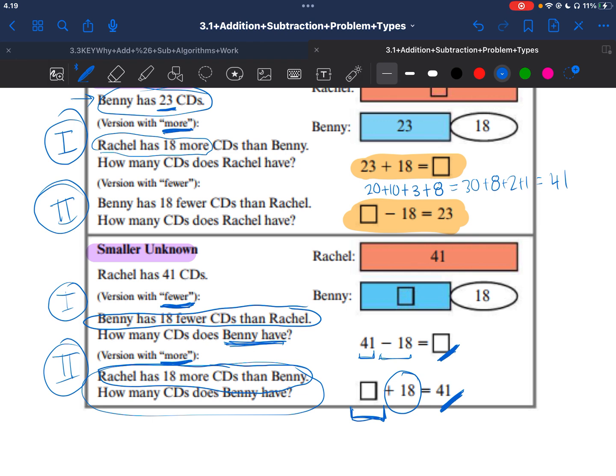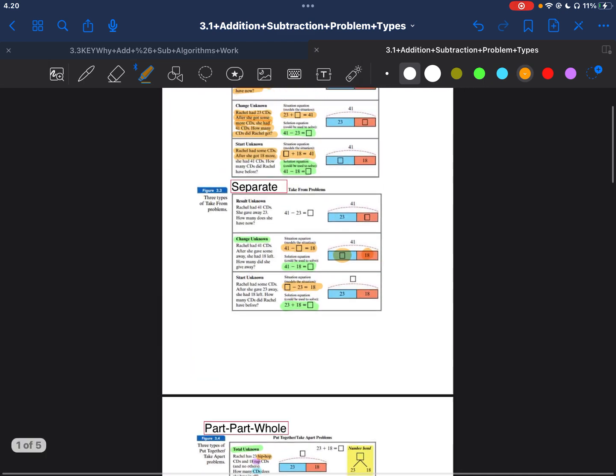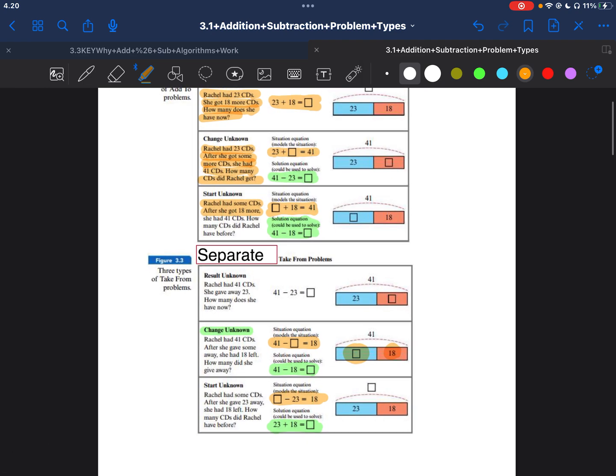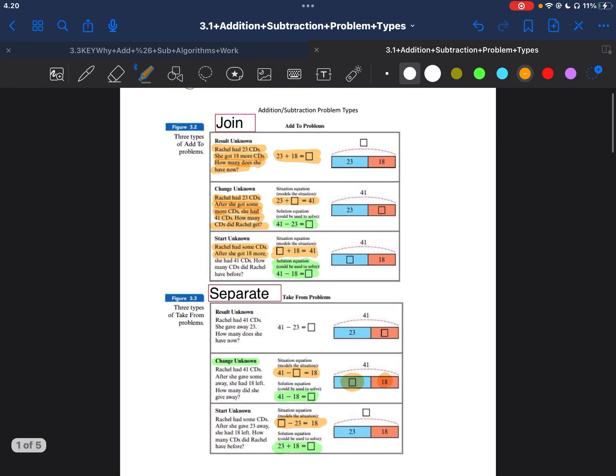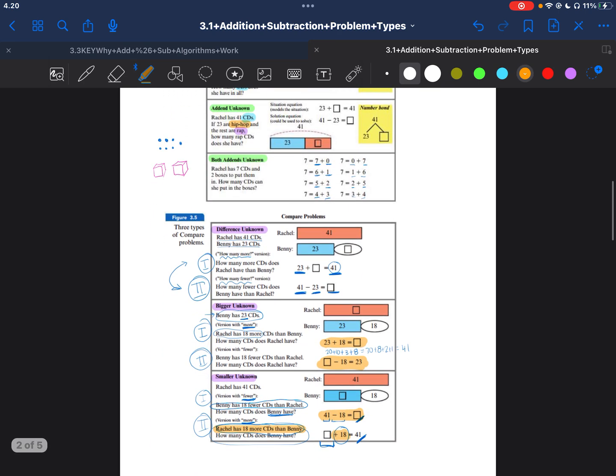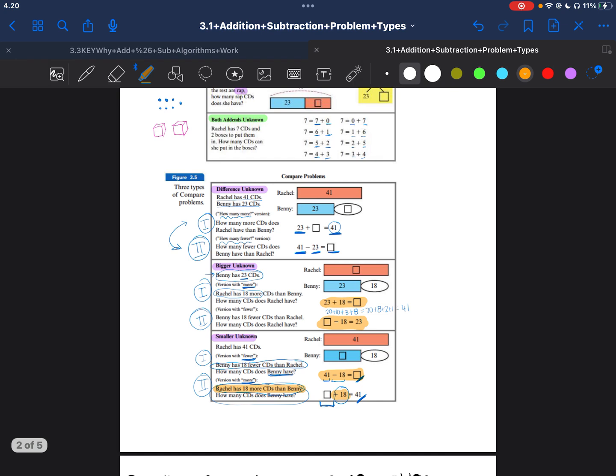But if you put it together, like Benny has 18 fewer CDs, that's why we subtract, because of the word fewer. But because we phrase it that Rachel has 18 more, that's why we use addition. Yeah. I know this will take a minute or a few minutes for you to process it, but I recommend that you practice through the homework. And as you can see, we've been doing different activities in class using these vocabulary, right?